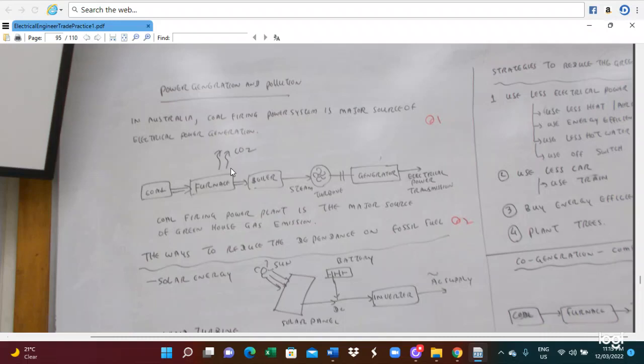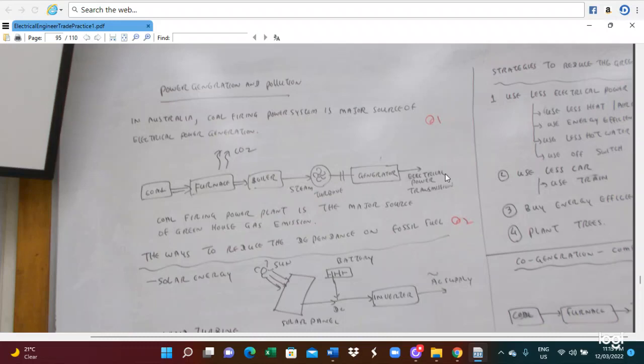Fuel is provided to the furnace, so the furnace produces carbon dioxide outside, and this carbon dioxide pollutes the environment. The furnace heats the boiler, and the boiler produces steam. The steam drives the steam turbine, the turbine rotates the generator, and we produce the output power.